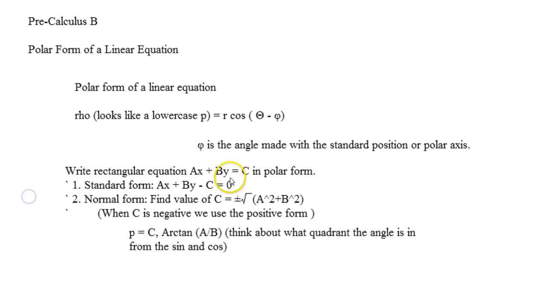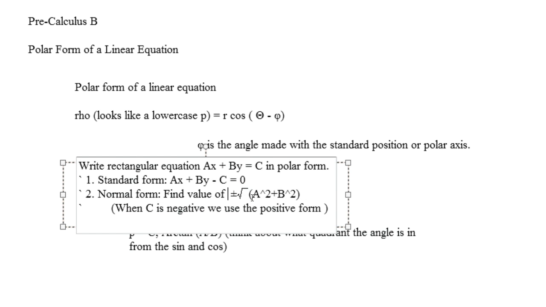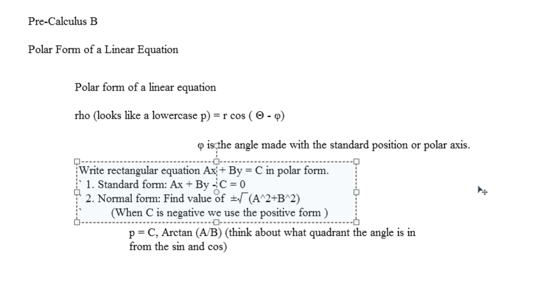Write an equation, ax plus by equals c, in polar form. First, you convert it to standard form, which is ax plus by minus c equals 0. Then you find the normal form. So first you need to find the value of c, which in fact we're not actually finding c, even though it's going to be the same spot. We're finding something like c.